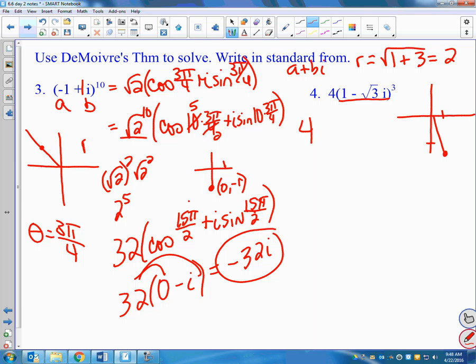So think about if you set up the sine or the cosine. I don't know which one you like to do. I just always go sine. Sine is b over r, so that's negative square root of 3 over 2, which I'm pretty sure is 5 pi thirds.